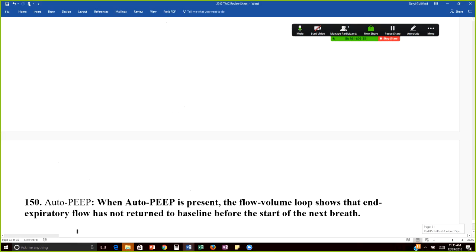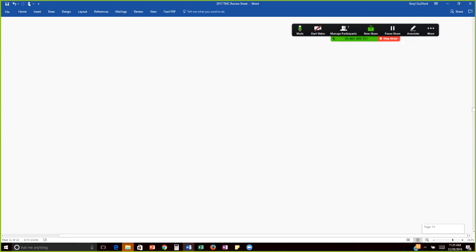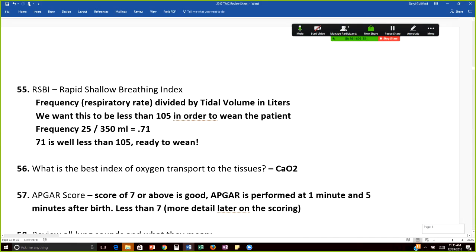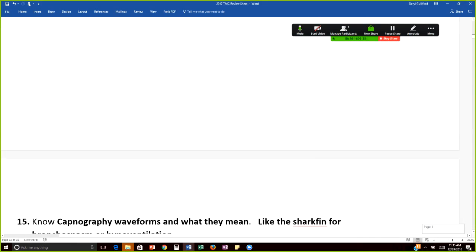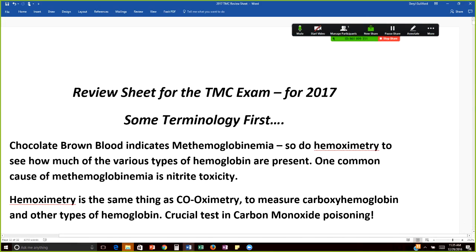And folks, you survived it. That's the review sheet for 2017. Hopefully helpful. I know there were a few duplicates in there. The reason there would be a few duplicates is because multiple students asked about those particular things. So I'm not sure that it's really a bad thing that we had a few duplicates. It's probably a good thing.